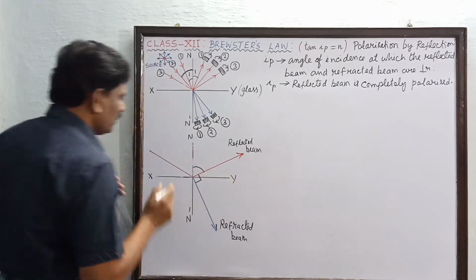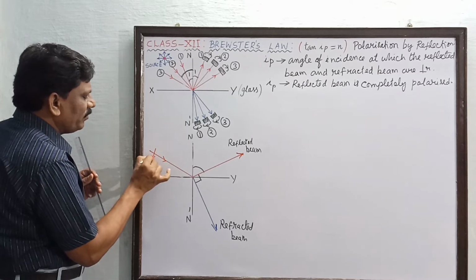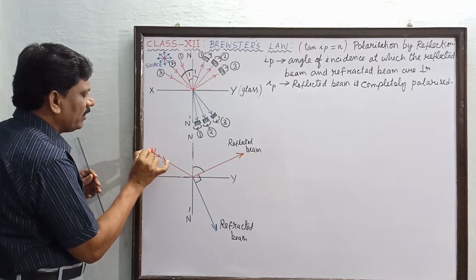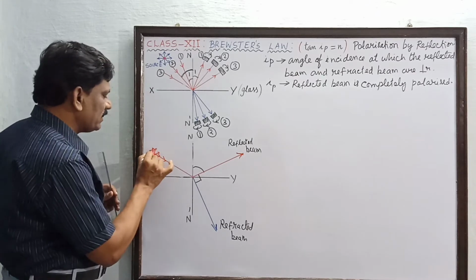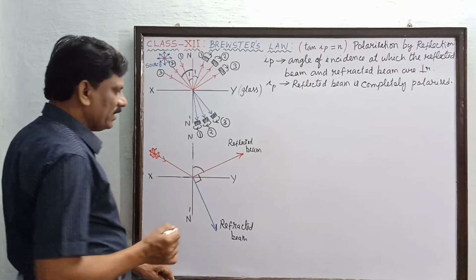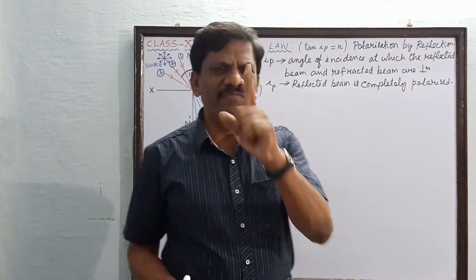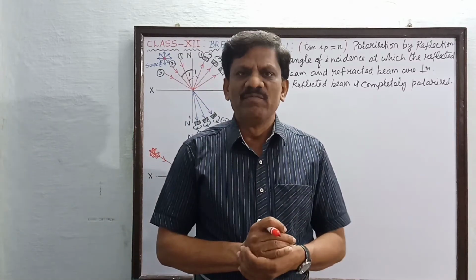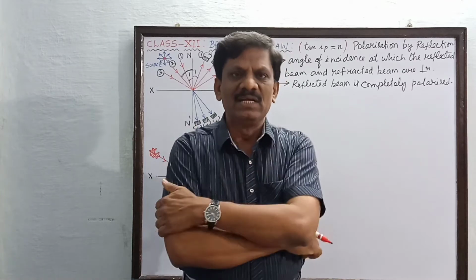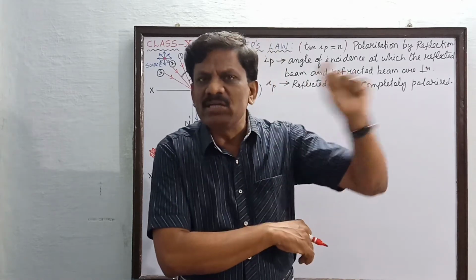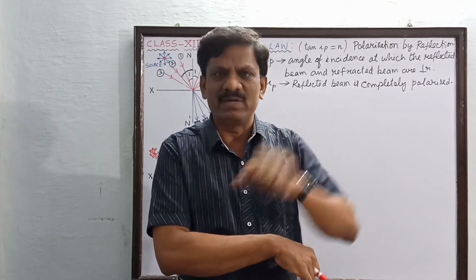You see here, this is the incident beam. The incident beam is having vibrations in all the directions. Why? Because it is unpolarized light. So, this is unpolarized light. And here, this reflected beam is perfectly polarized. So, we can represent the polarized beam diagrammatically in two ways. One is only by the dot components. The other one is only by the arrowhead components.